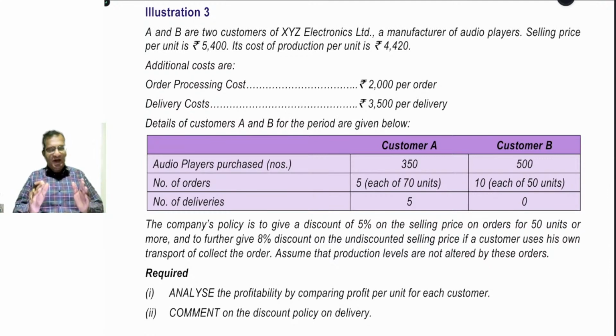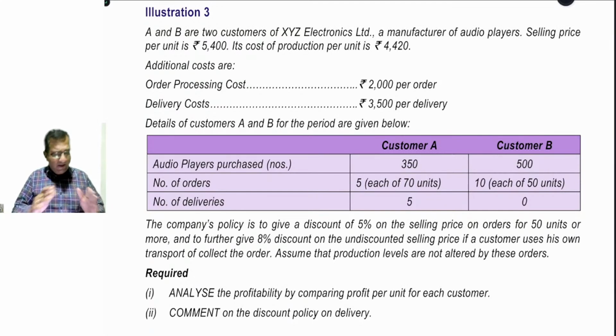Okay beta, so let's start. So the majority of the students have given me the correct answer. Majority, why, all of the students have given me the correct answer that the profit per unit is 631 and the profit per unit is 238.